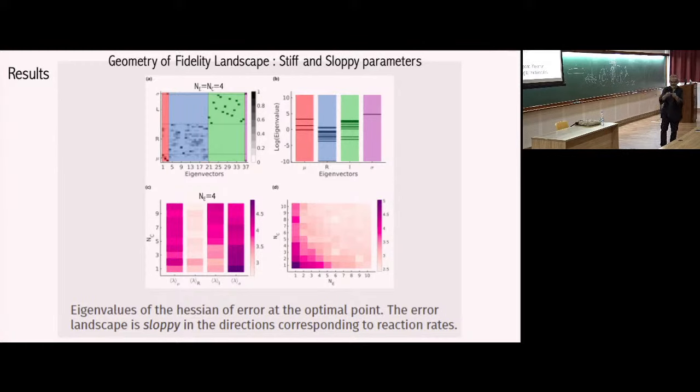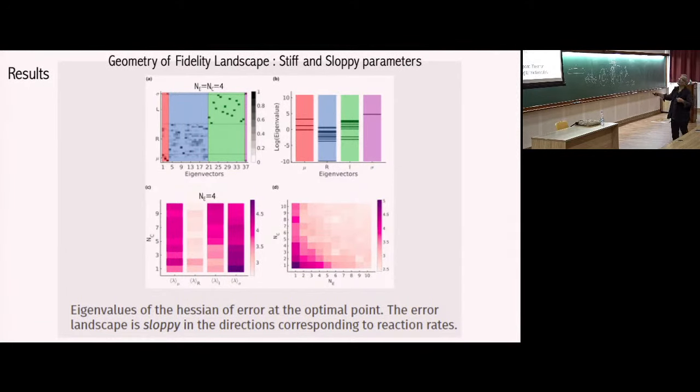Stiff parameters are those where a tiny change in the parameter will change the landscape entirely, or change the value of the synthesis error by a large amount. Sloppy ones are those where I vary them slightly and there's hardly any change. The way to look at this quantitatively is to look at the Hessian surrounding the minima. The eigenvalues of the Hessian will have some information about the stiff and sloppy directions.